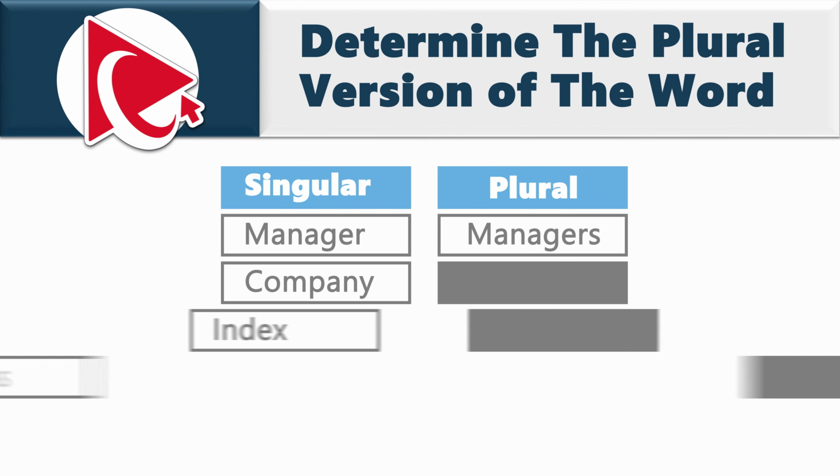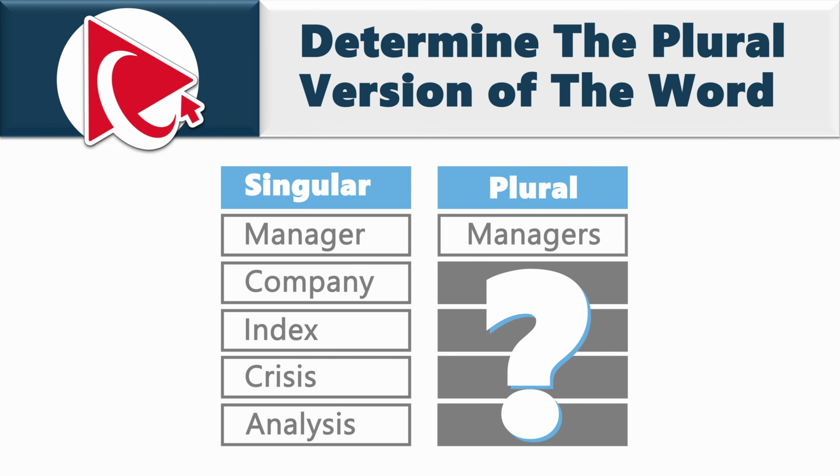We are presented with the challenge where we need to build singular plural business word pairs. One pair is present, manager and managers. For the other words, you need to build the pairs, and the other words are company, index, crisis, and analysis.